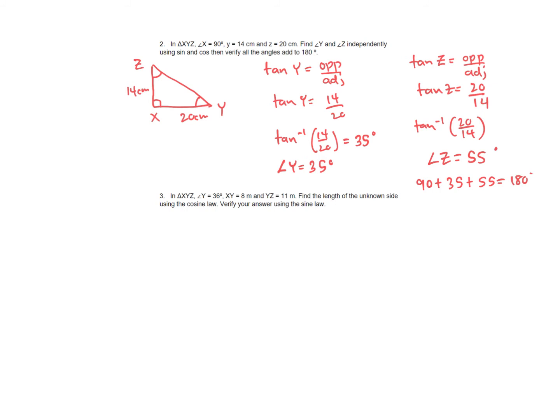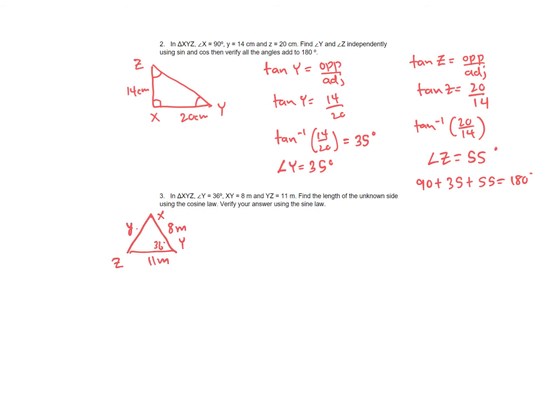Okay, in question 3 and 4, I think our cosine law. Go back to this question. Triangle XYZ. Angle y is given as 36, xy is 8, side yz is 11, and we want to find the length of the unknown side. So we are missing side y.